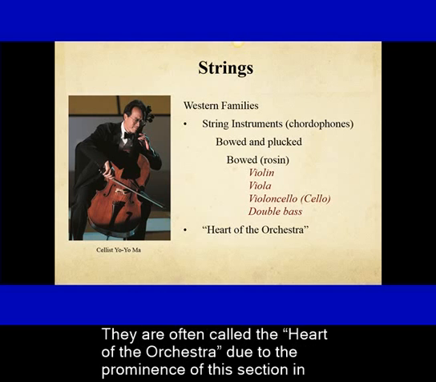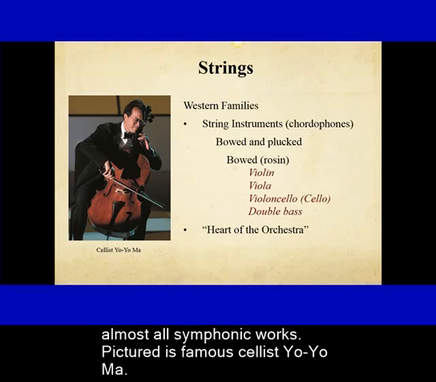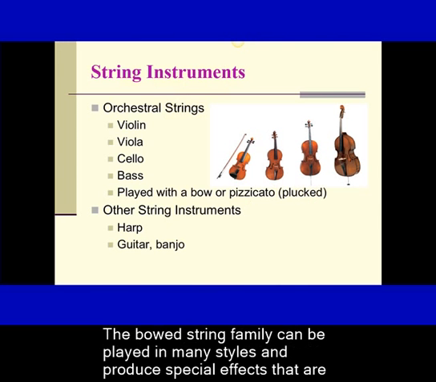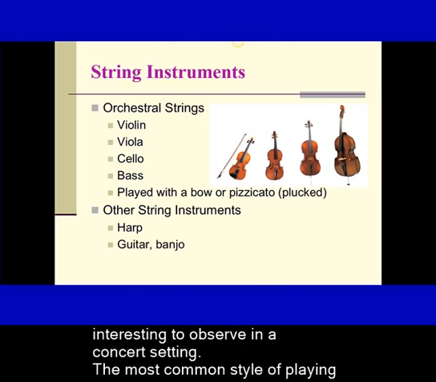They are often called the heart of the orchestra due to the prominence of this section in almost all symphonic works. Pictured is famous cellist Yo-Yo Ma. The bowed string family can be played in many styles and produce special effects that are interesting to observe in a concert setting.